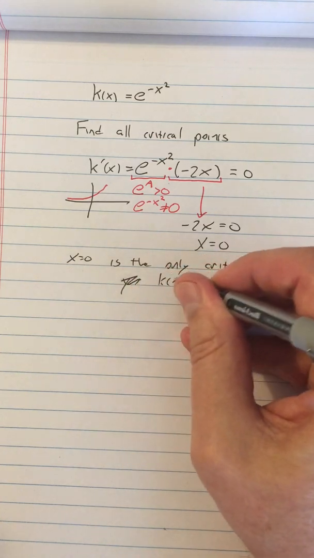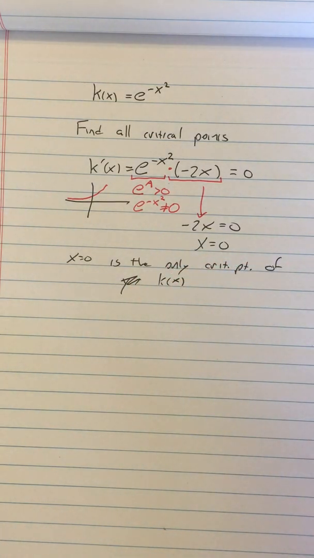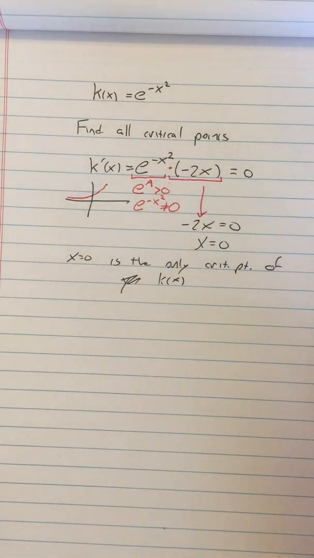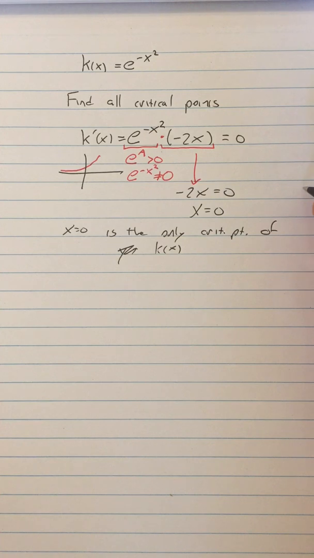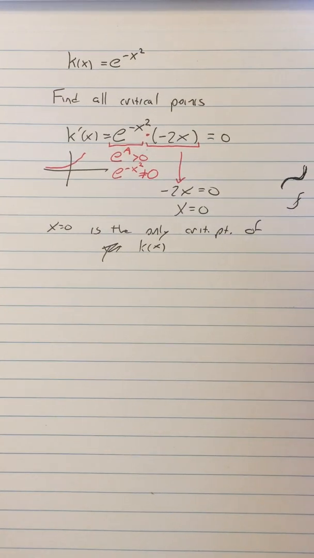Okay, so now I know it's a critical point, but is it a max, is it a min, or is it neither one? Maybe it does something like this, or maybe it is a point where f prime, well, it's not undefined, we know it's 0. So it could do this, right? We could have a horizontal tangent that's not a max or a min.